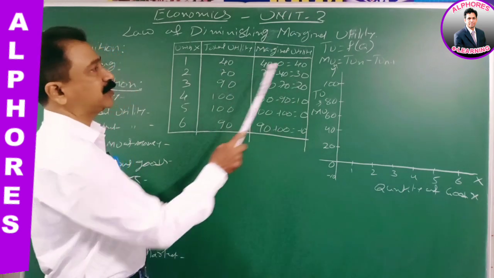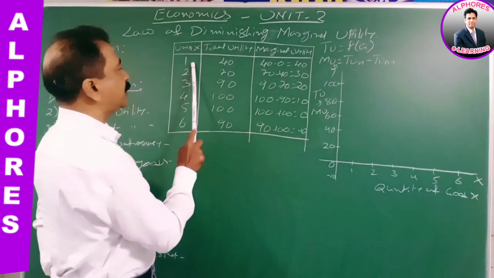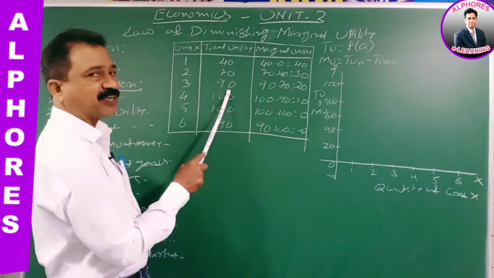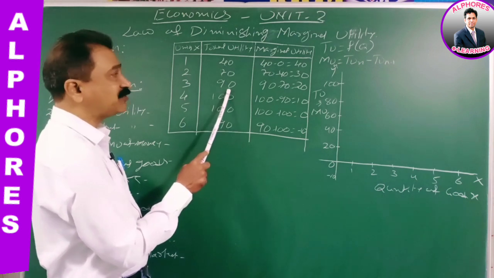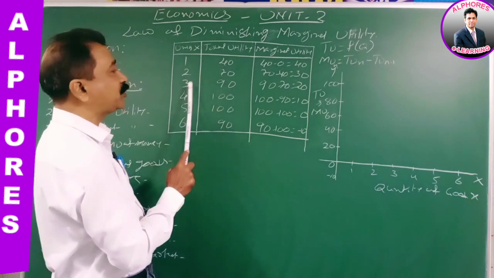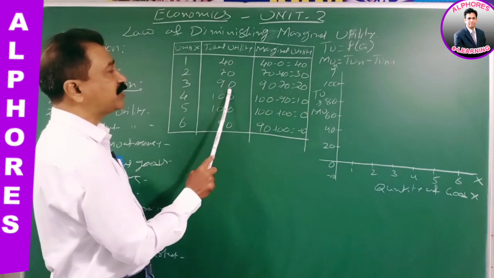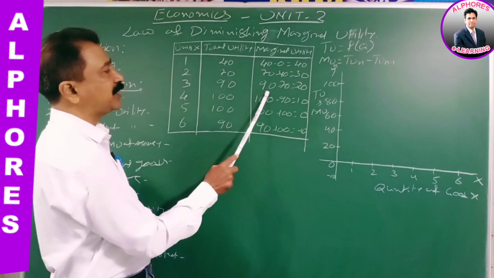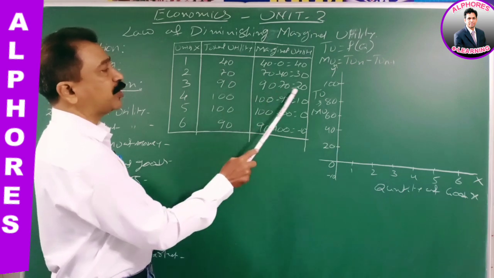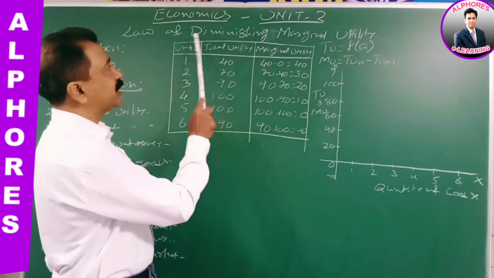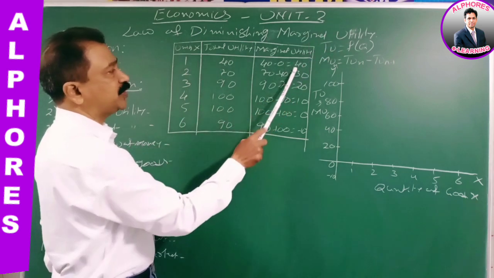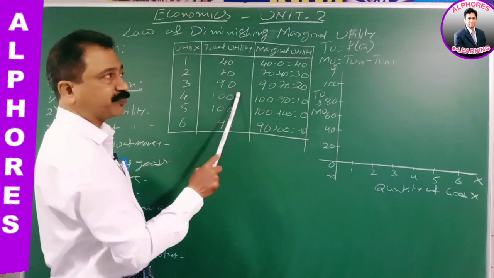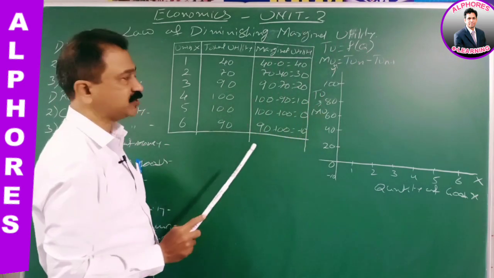You eat and eat. Total utility depends on quantity. Three mangoes gave you 90 utils of satisfaction. How do you get the third mango's marginal utility? Present one, previous one. 90 minus 70. Present one, 90. Previous one, 70. How much marginal utility did you get? 20. Diminishing. The marginal utility is diminishing. But see, the total utility is increasing depending on the quantity of commodities.